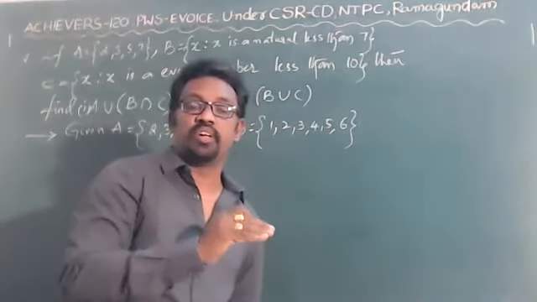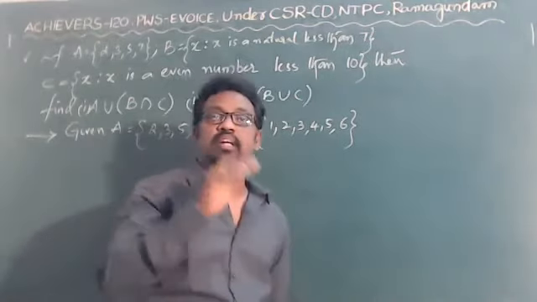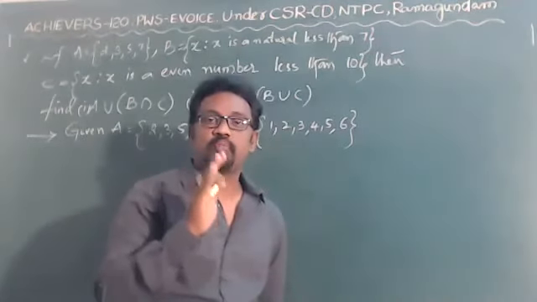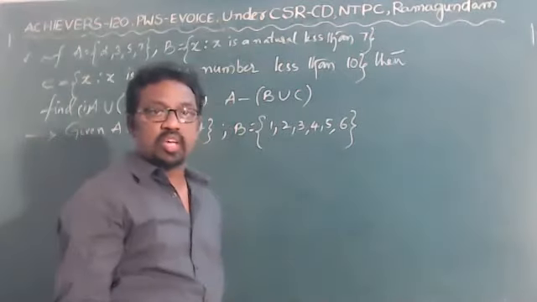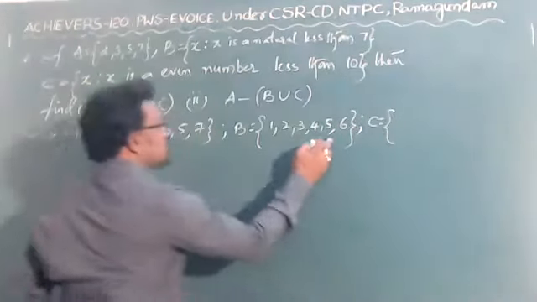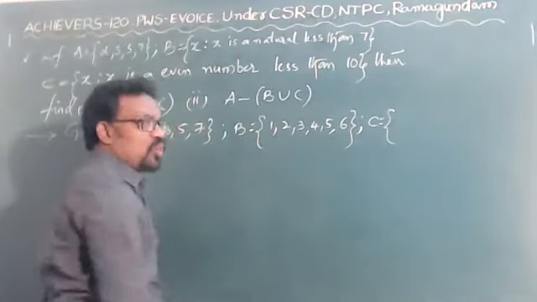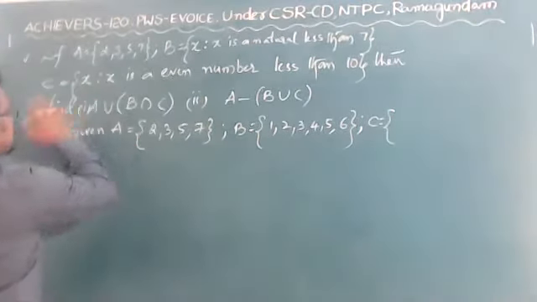That's it. Up to 6 only you have to take. Less than 7. If it were less than or equal to 7, yes, you would have to include 7. He's saying only less than 7, so up to 6 you have to take. And this is called roster form. Okay, children? Yes, next, C.